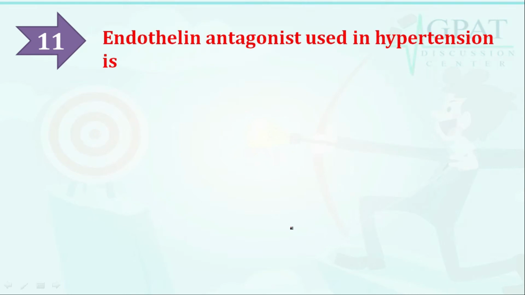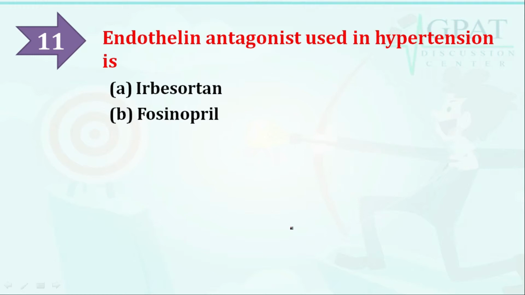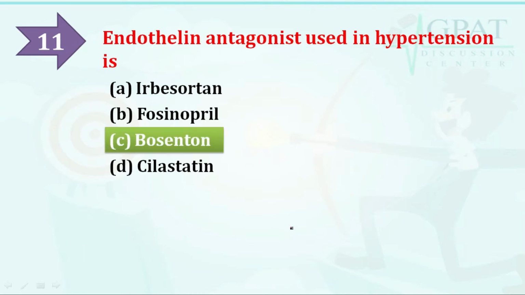So moving on to the next question: endothelin antagonist used in hypertension is, and the options are, option A is irbesartan, option B is fosinopril, option C is bosentan, option D is cilastatin. The correct answer is bosentan. Endothelin antagonist used in hypertension is bosentan.